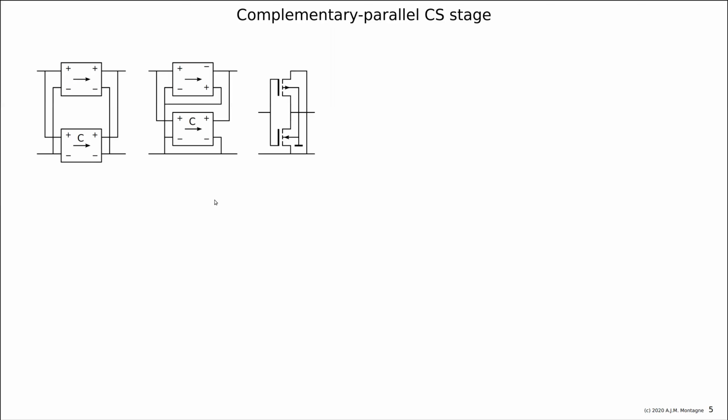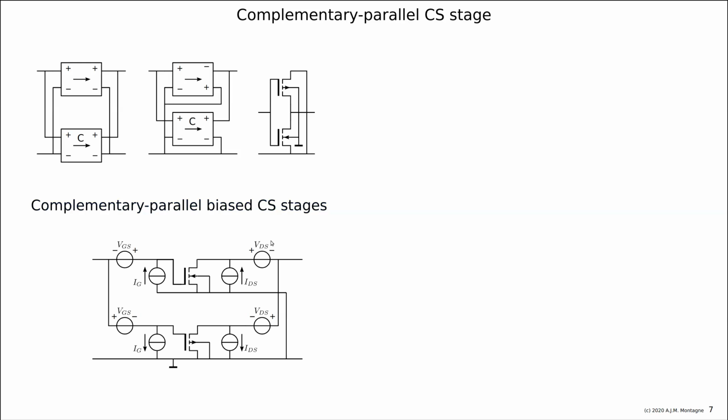And here is another way of drawing it. The gates are connected, the drains are connected, and the sources are connected. And like we did with the differential pair, we are going to look at the biased CS stage. And this is a little bit more complicated because probably you are not used to looking at the biasing like this, but maybe therefore it can also be very helpful. So here we have biased it.